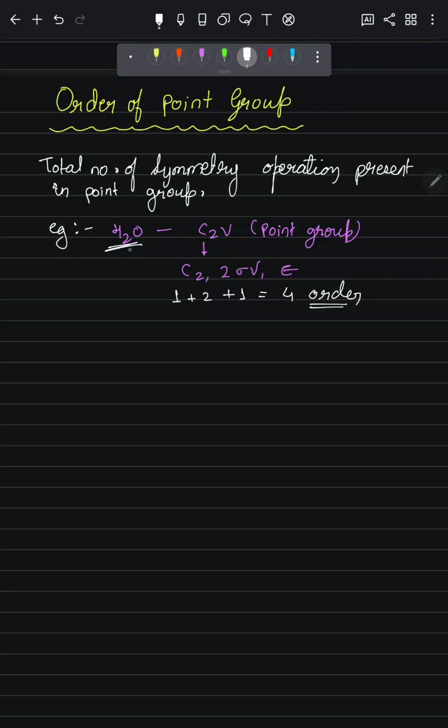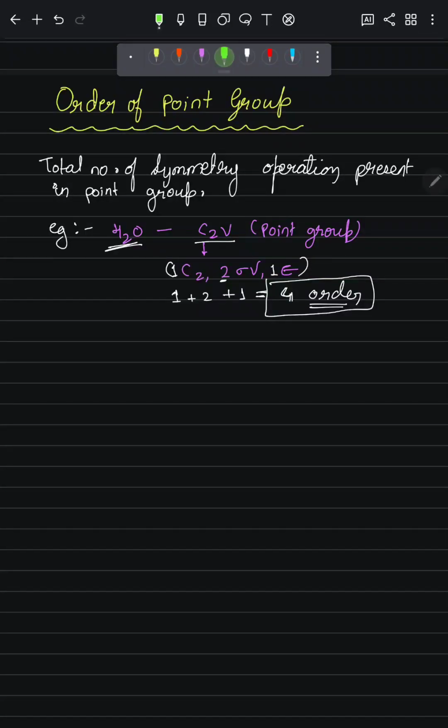Let's take an example of the H2O molecule. We know that H2O has a C2v point group, and the symmetry elements present here are one C2, two sigma v, and one identity. So the order is 1 for C2, plus 2 for sigma v, plus 1 for identity, all combined equal to 4. So this will be the order of the point group of H2O.